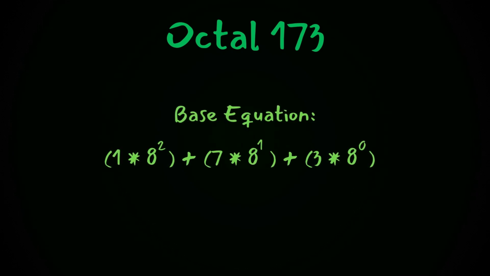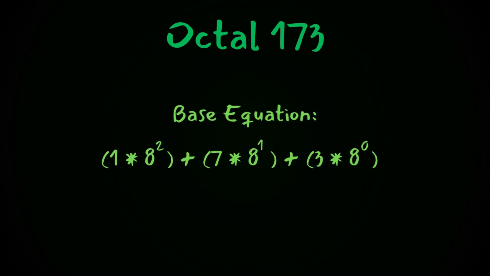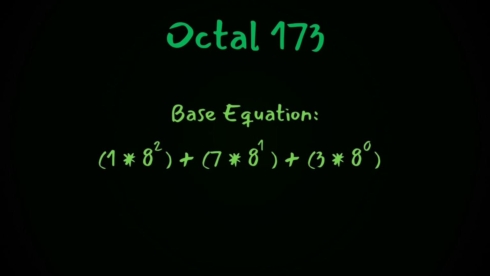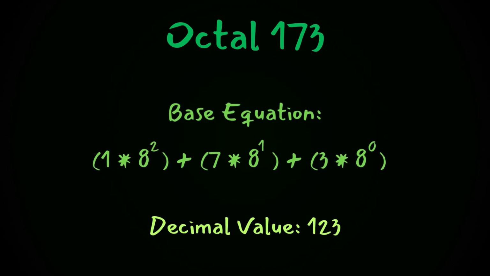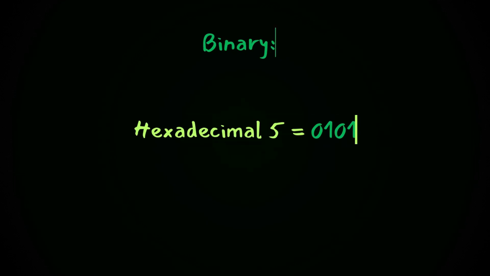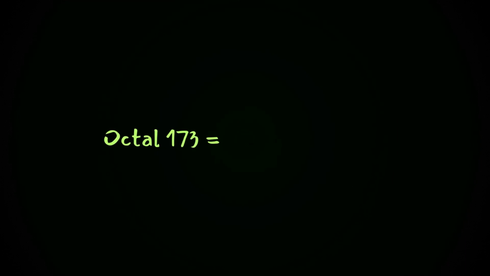So octal 173 in a base equation is 1 times 8 to the power of 2 plus 7 times 8 to the power of 1 plus 3 times 8 to the power of 0, which gives you 123 in decimal. And unlike hexadecimal, octal groups into 3 bits in binary per symbol. So octal 173 in binary is 001111011.